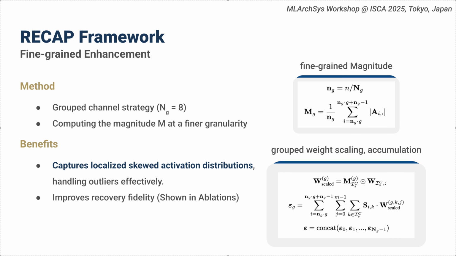For better approximation of epsilon, we implement group channel sparsity. We compute magnitudes at finer granularity with group size ng and perform grouped weight scaling and accumulation. Then we concatenate generated errors for the final compensation factor epsilon. This strategy captures localized activation distributions and handles outliers effectively within the channel.